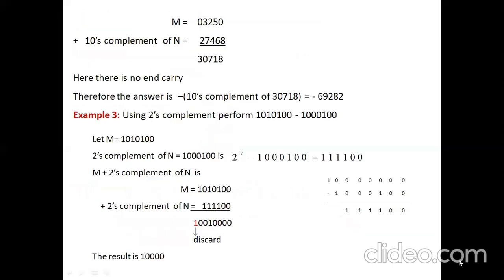Now if you add m plus the tens complement of n, the answer is 30718. In this case, we are not getting any end carry. When we don't get any end carry, we again have to find the tens complement of 30718 and put a negative sign in front of it.